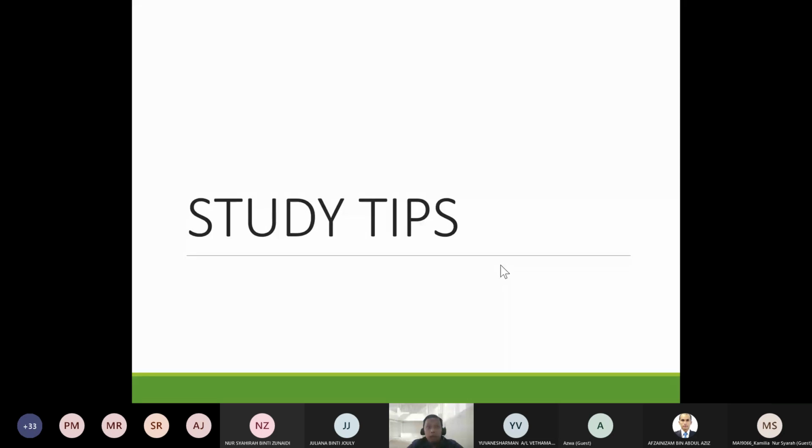Bila online, nak discuss dengan kawan pun kena online macam pelik-pelik lah. Saya tak tahu, okay? And also in university, you also get involved with extracurricular activity. Maybe if you are in college, you may be involved in other activities. And there are so many subjects that you have to focus on, not only automatic control. So you have to now re-strategize your study technique or your method of study that you have used since high school.